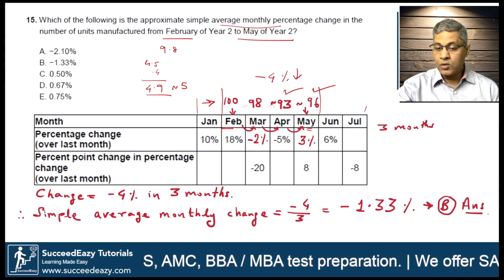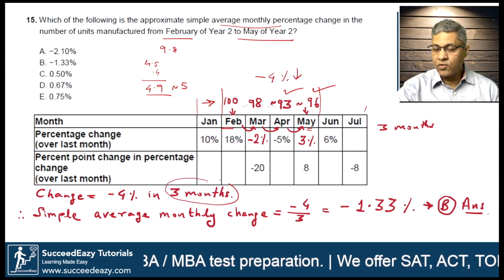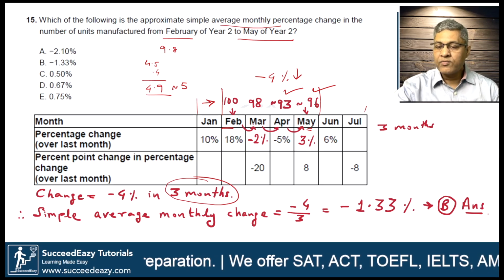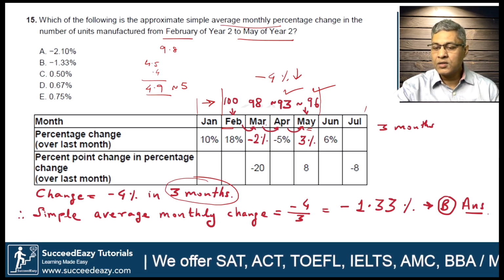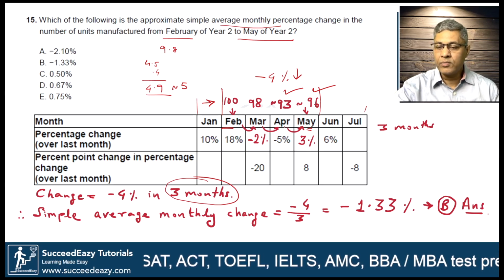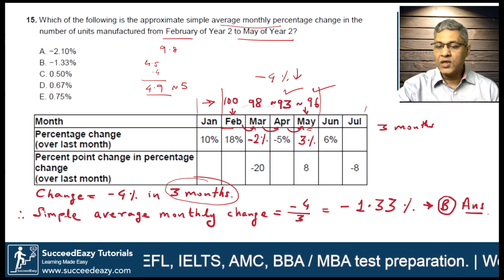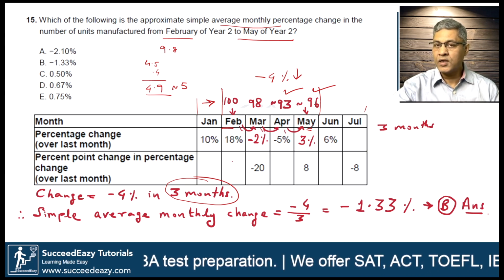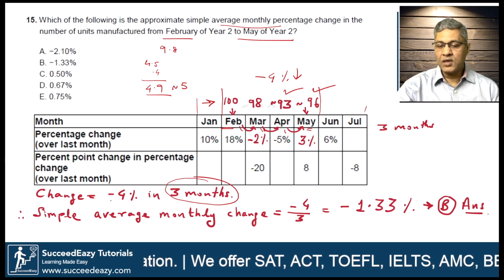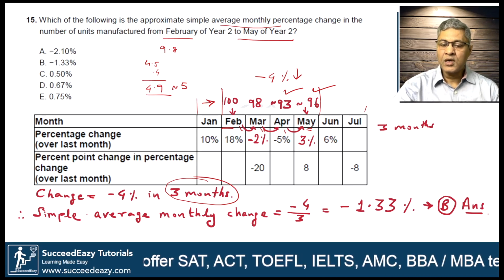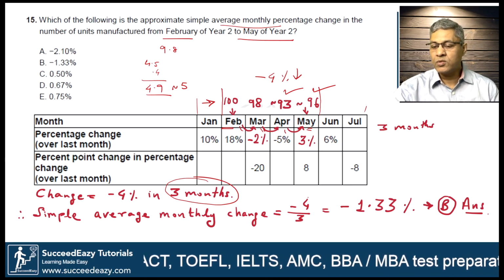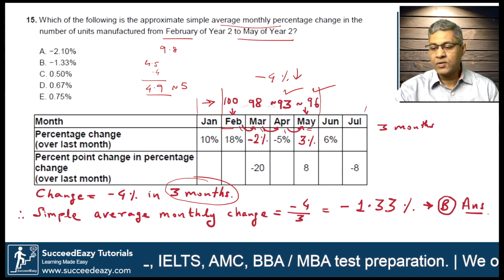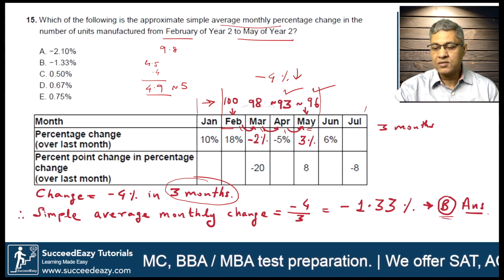In 3 months. Look, this is again very important. It is not in 4 months. Why? Because from February to March is 1 month, from March to April is another month, and from April to May is another month. So there are 3 periods, 1, 2, and 3. Clear? So in 3 months, the reduction is 4%. So the simple average monthly change would be minus 4 divided by 3. That means minus 1.33%. Answer choice B, right?